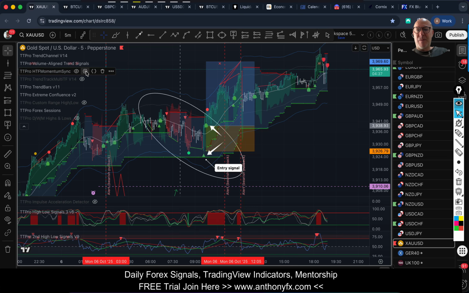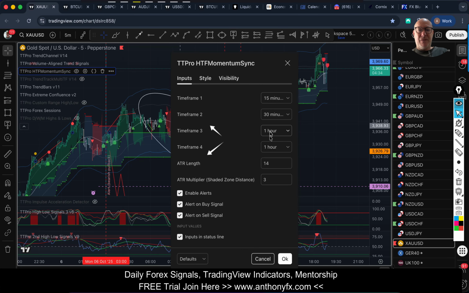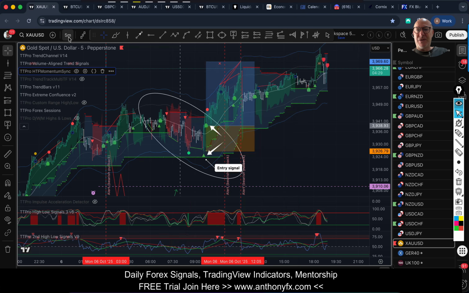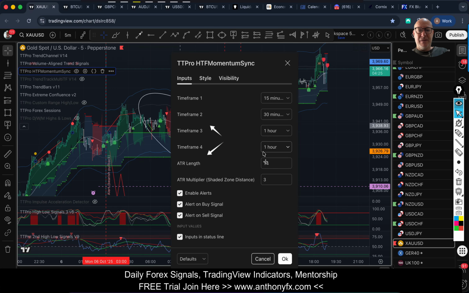Now here's the settings for the momentum sync. 15, 30, 1 and 1 in the inputs. Down here, and we're on a 5-minute chart, right? The ATR multiplier down here is on 3 times the ATR on a 5-minute chart.